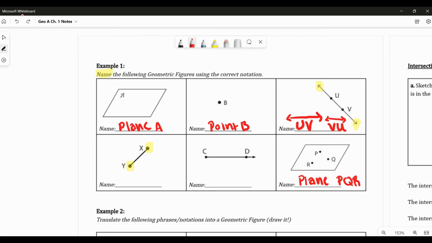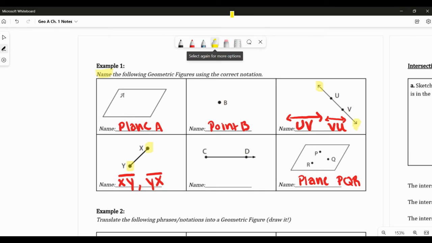So when we're naming a segment, just like with a line, we use 2 letters. And the symbol on top is just going to be a little straight line. No arrows. You cannot use arrows here because that would indicate a line, so we use this symbol instead. And just like with a line, I can also rearrange the letters. So both of those would be acceptable. They mean the same exact thing.